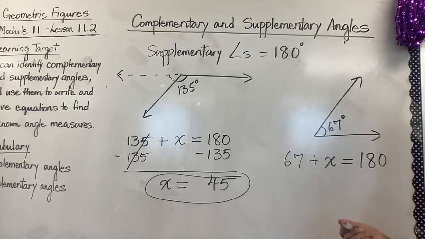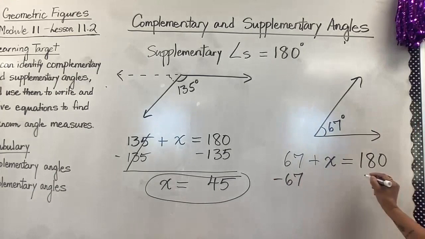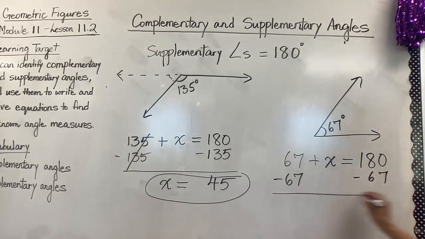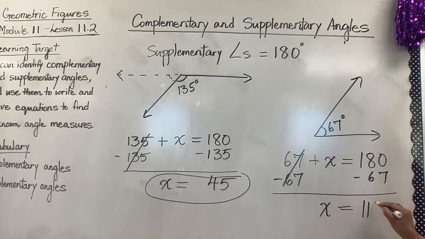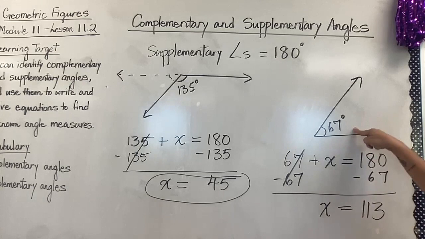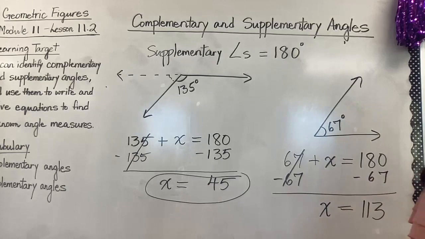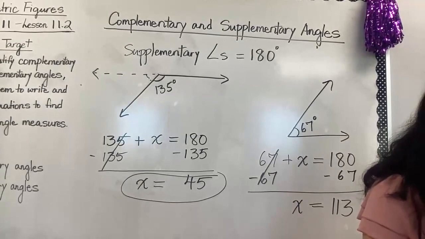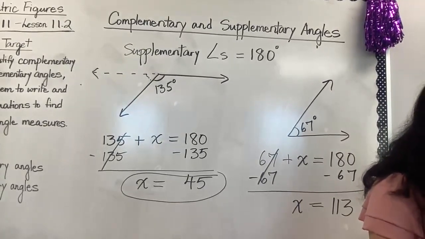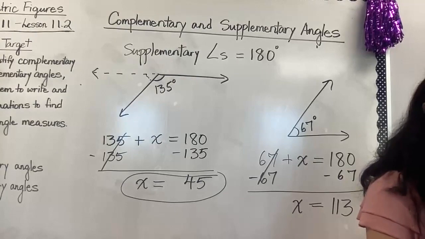And so now again, we have the equation written out. So we are going to subtract 67 from both sides of the equation. Okay, so 67 minus 67 is 0, and x is equal to 113. So therefore, the angle which forms the supplement of this one of 67 is 113 degrees. Okay, now we can also use the properties of supplementary angles to find the missing measures.